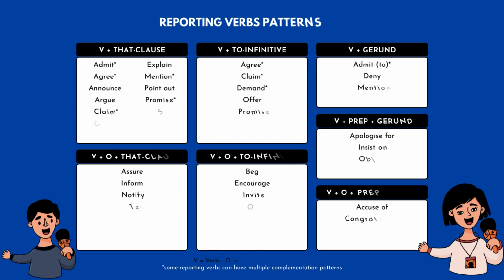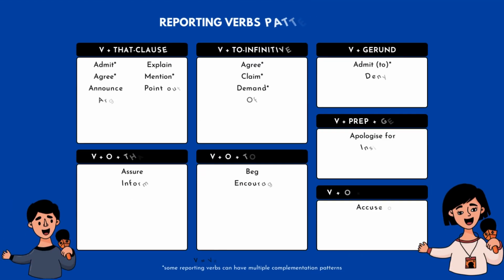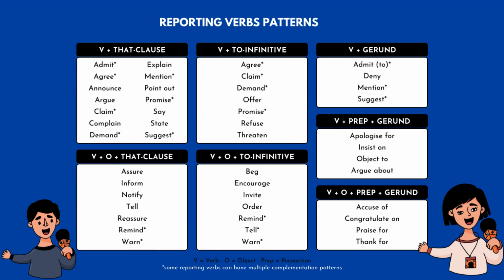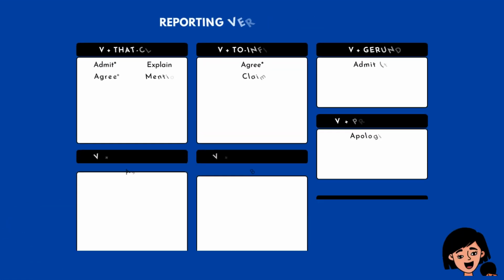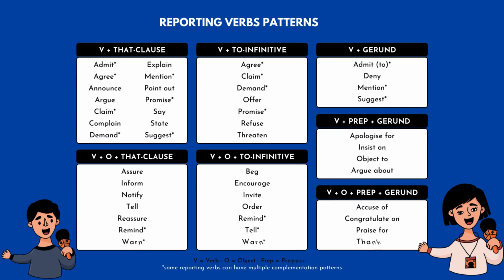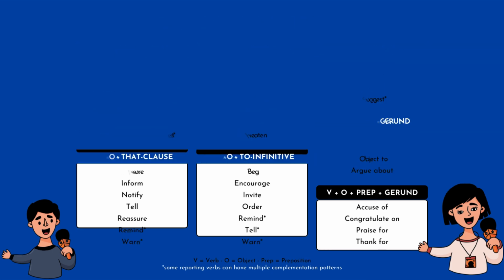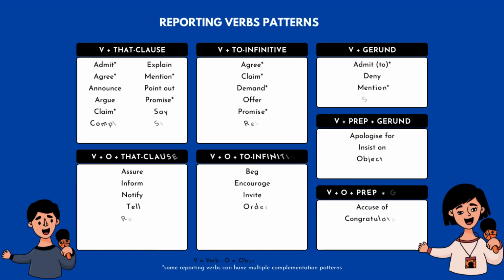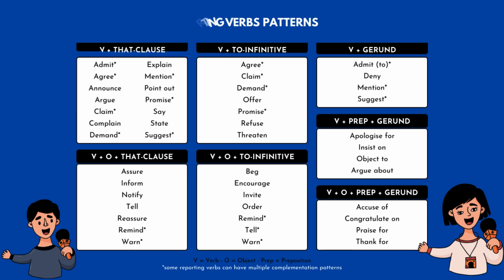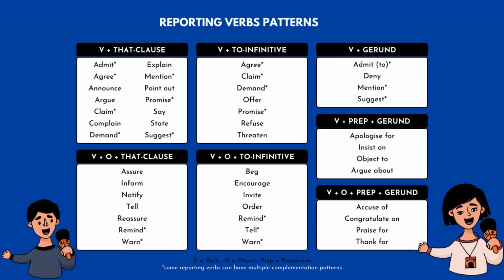Reporting verb patterns. V plus that clause: admit, agree, announce, argue, claim, complain, demand, explain, mention, point out, promise, say, state, suggest. V plus to infinitive: agree, claim, demand, offer, promise, refuse, threaten.